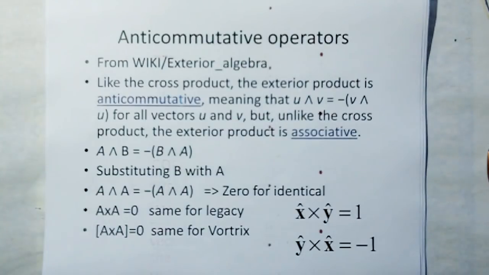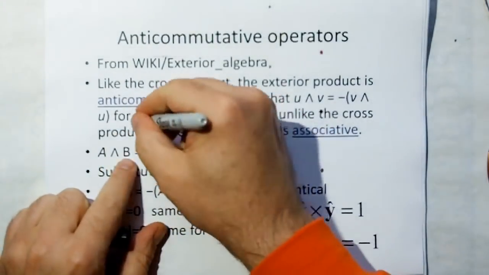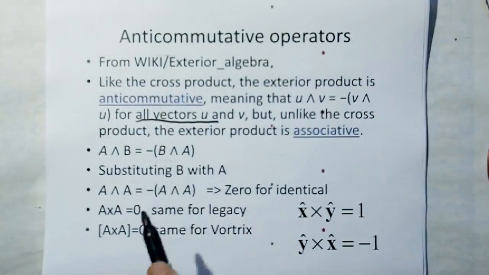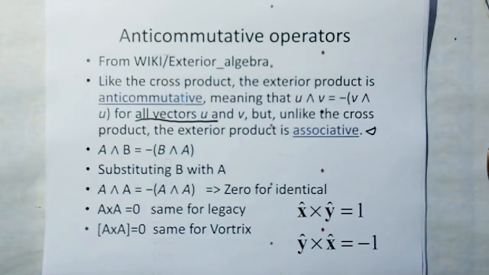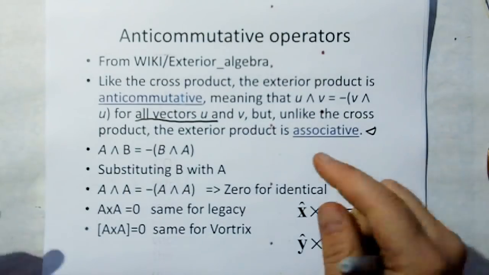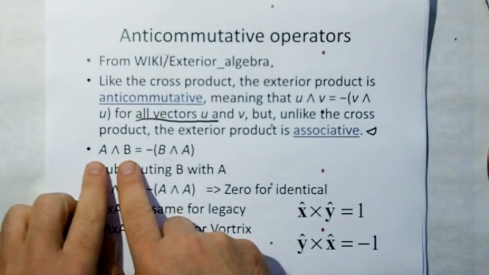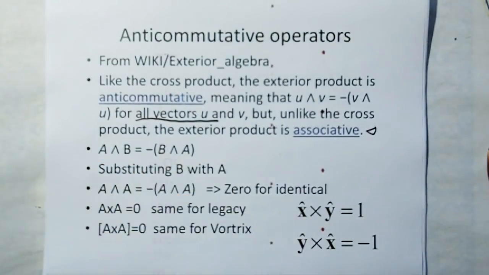And this is true for all vectors u and v. All vectors. But unlike the cross product, the exterior product is associative. I really don't care about that right now. That's not really important here. So in other words, what they're saying is, if I'm going to use a and b instead of u and v, the exterior product of a and b is equal to the negative of b exterior product a.